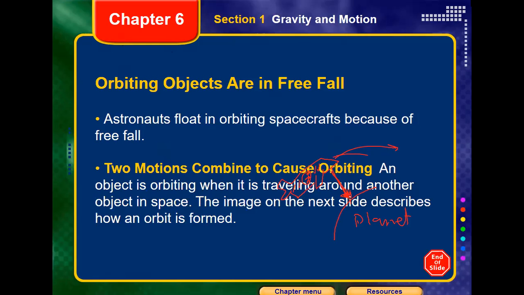Here we said that two motions combine to cause orbiting, so this spaceship keeps orbiting around the planet. That's because of two different forces that affect it. What are these two different forces, or what is the problem here? So let's see this part together.